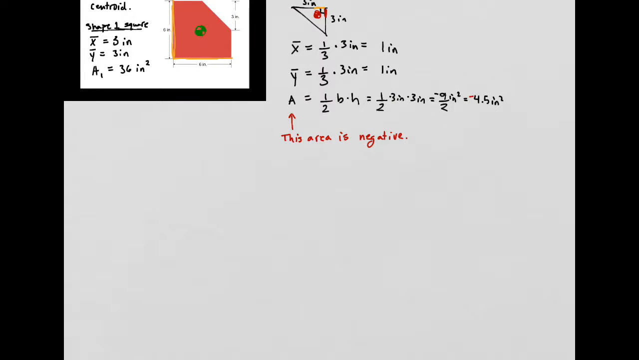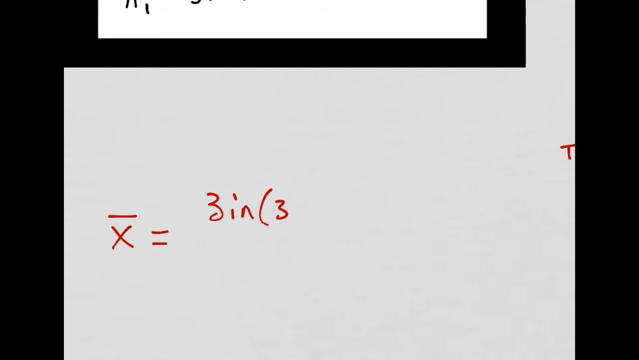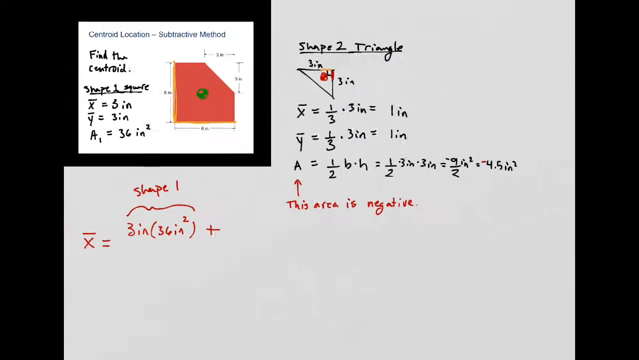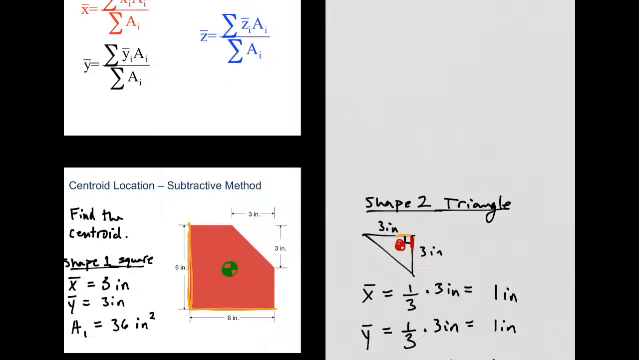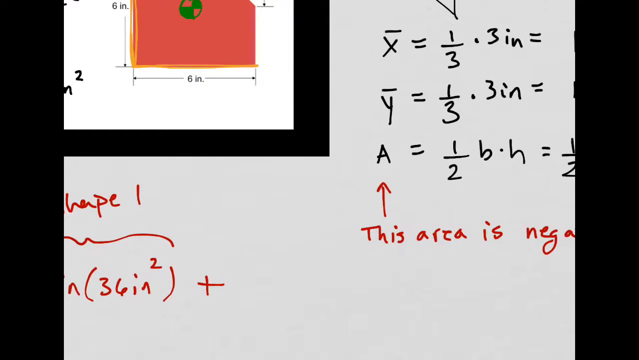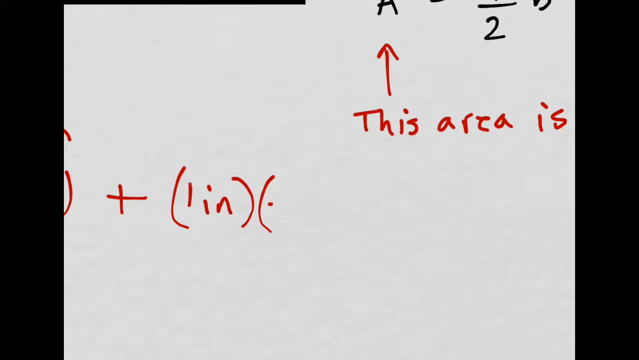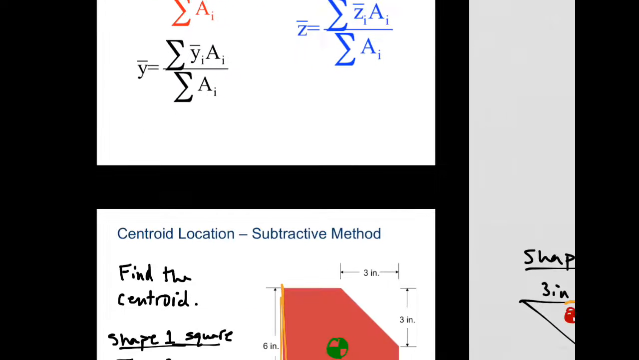So getting big X bar. It was 3 inches. This is for shape 1. 3 inches times 36 inches squared. And then I'm adding it with the area of the second one times the X bar of the second one. So that'll be 1 inch times the negative 4.5 inches squared. So I just did the top part. That's this. And I'm adding it together.